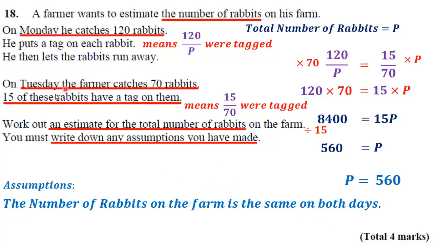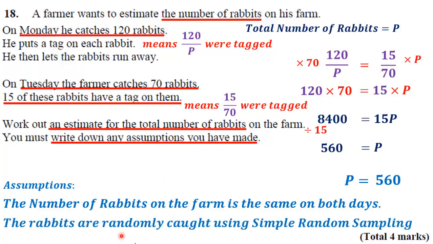And the other assumption that we made is that on Tuesday, when the farmer caught those 70 rabbits, he wasn't looking for rabbits with tags on them. He randomly caught the rabbits. So you could indicate that he randomly caught the rabbits. I've put more specifically that he was using simple random sampling. Simple random sampling means a completely random method. He wasn't trying to be biased in any way by choosing rabbits that had tags on them.